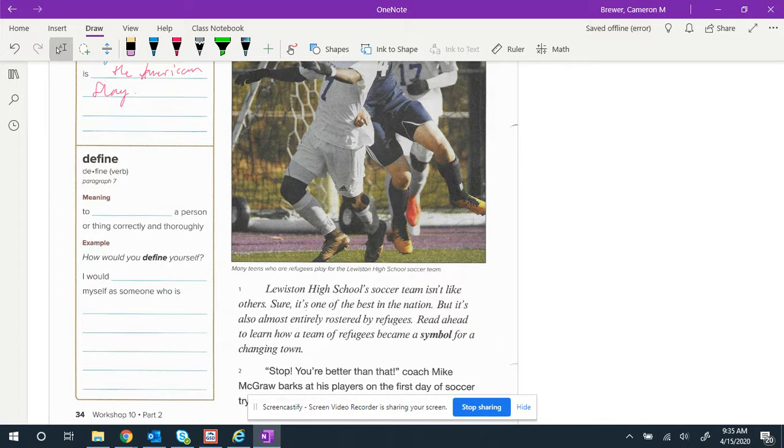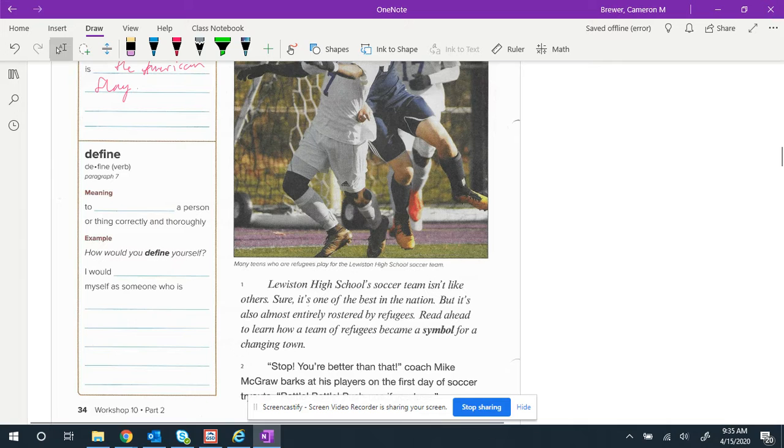The next word is define. This was a tough word to try and boil it down. I think I got it. To blank a person or thing correctly and thoroughly. So basically, to define something means to explain it. Explain a person or thing correctly and thoroughly.